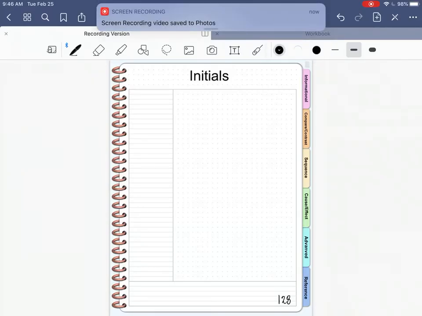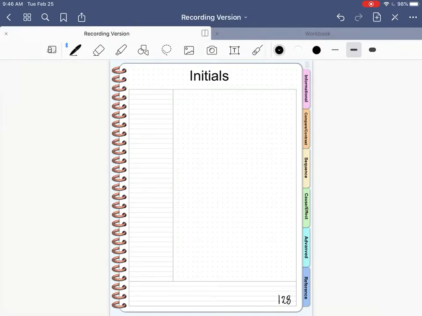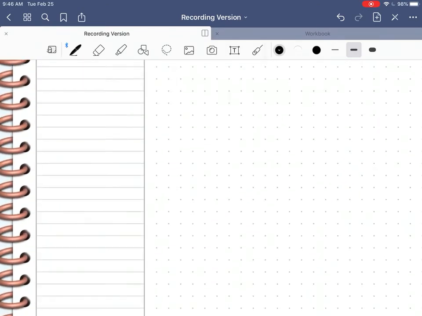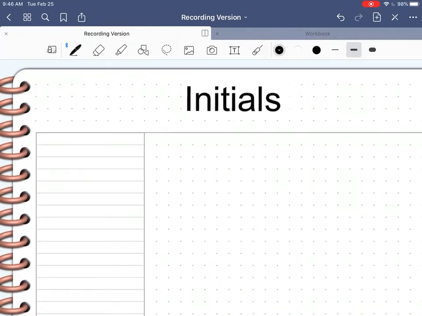If you turn with me to page 128, I want to tell you the rule for writing initials. And first of all, I want to tell you what initials are. So let me give you the definition of an initial. Initial means beginning.